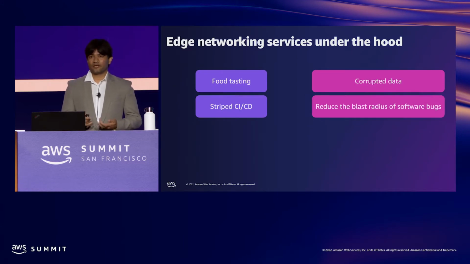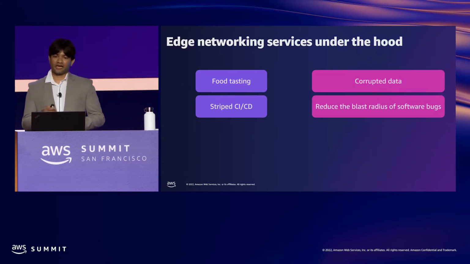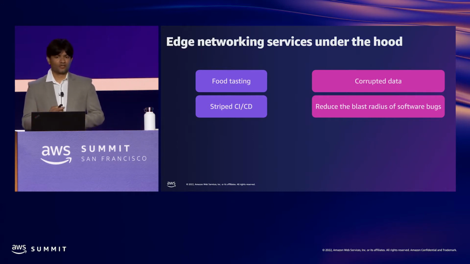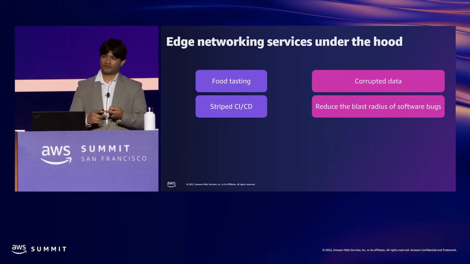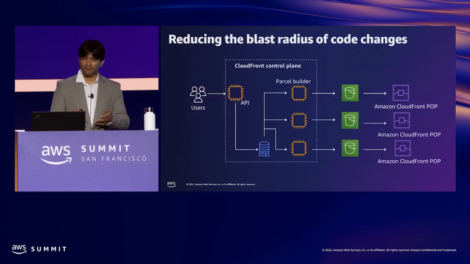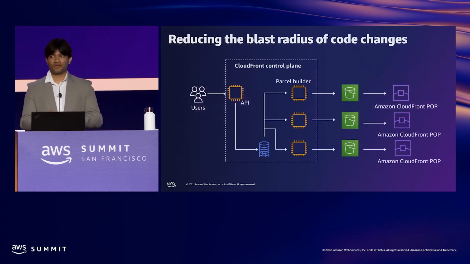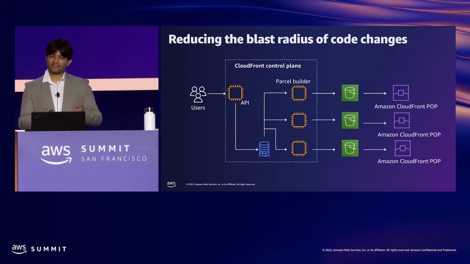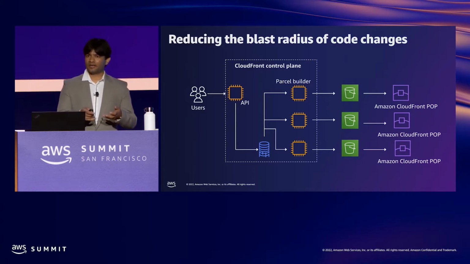The next one is adopting a CI/CD approach as a way to reduce the blast radius of unintended code changes. I'm sure you're all familiar with the good engineering design principles of doing code reviews and tests and running CI/CD and wave deployments, so I'm not going to get into that. But applying that concept, what we've done in CloudFront is build a change propagation system where parcel builders fetch the config from the data store and put them in S3 buckets.